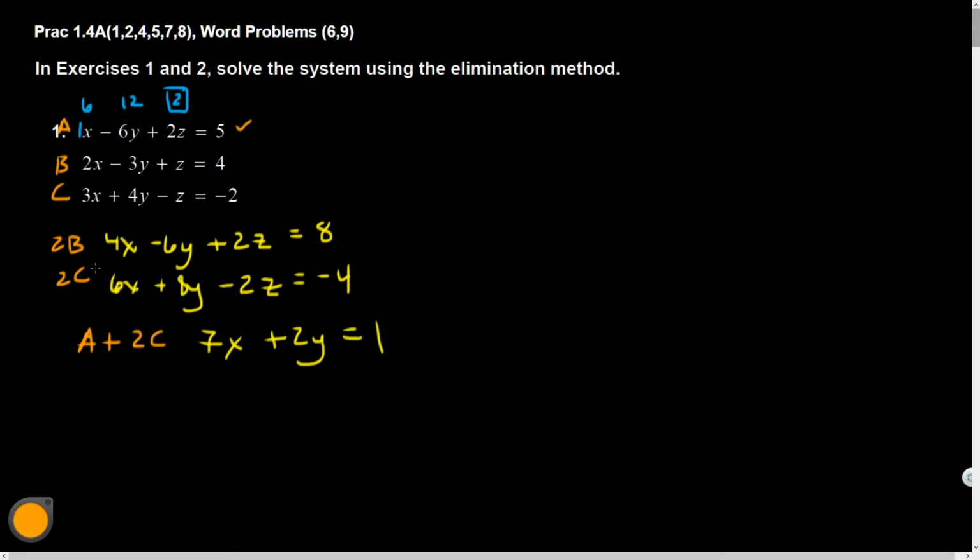Boom. Then I'll do these two can combine to eliminate. So 2B plus 2C. And when I combine those, 4x and 6x is 10x. The y's become 2y. And the z's eliminate. And 8 and negative 4 combine to be 4. And so I typically call these equations D and E.